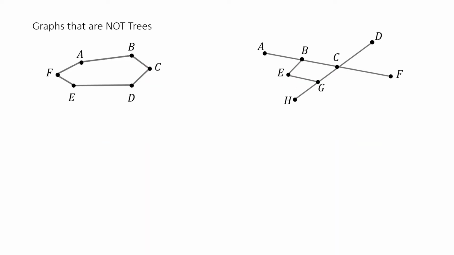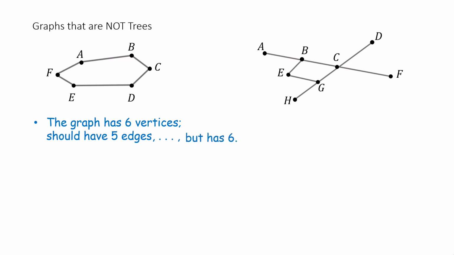Graphs that are not trees. Consider the graph on the left. The graph has 6 vertices, which means it should have 5 edges, but it has 6. Furthermore, this graph is one big circuit.